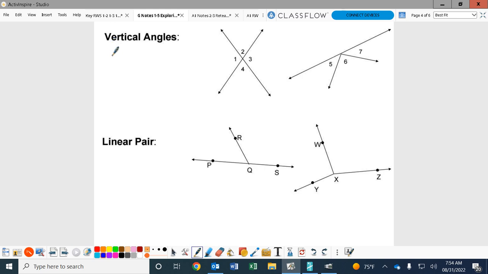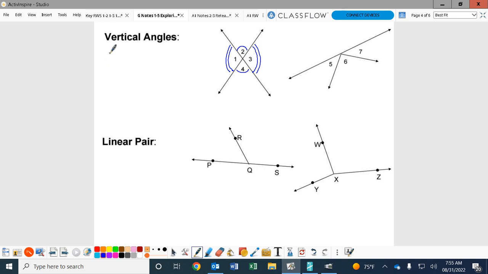Okay, to define vertical angles, they have to be across from each other. Look right here. 2 and 4 would be vertical angles. 3 and 1 would be vertical angles. Those are vertical angles. Do you see it's 2 V's? See how they point at each other? Vertical, 2 V's. Vertical angles are going to be across from each other.